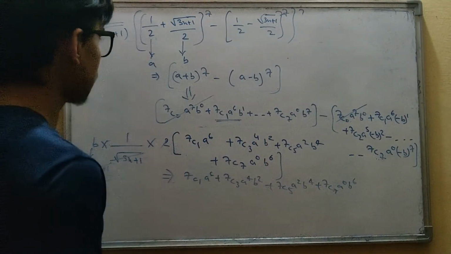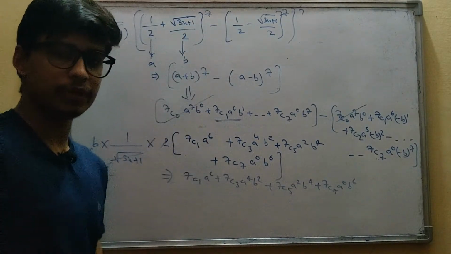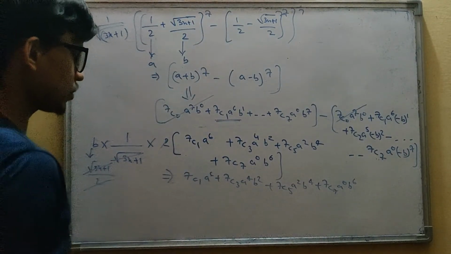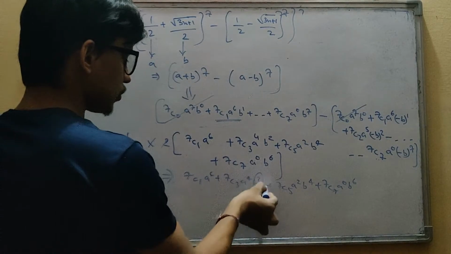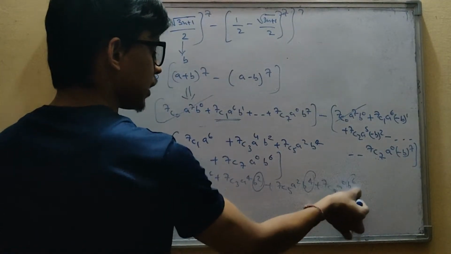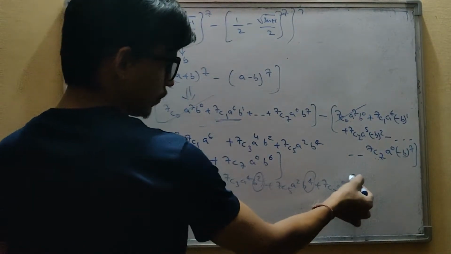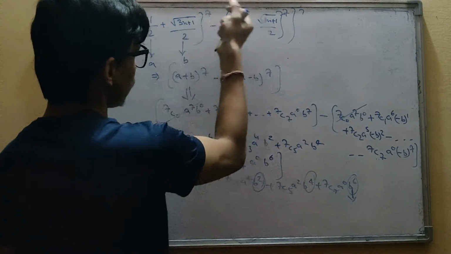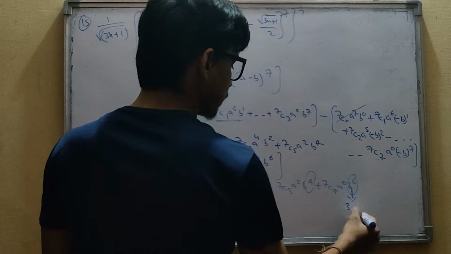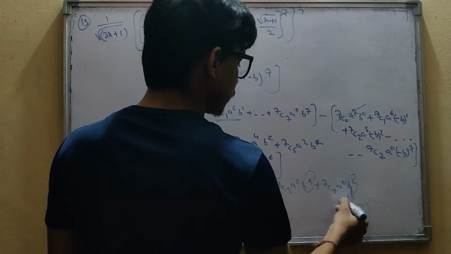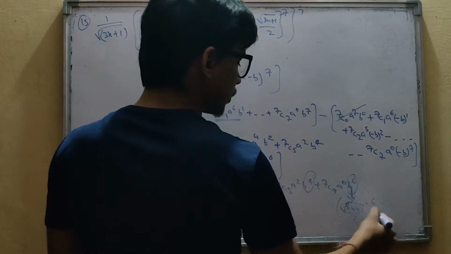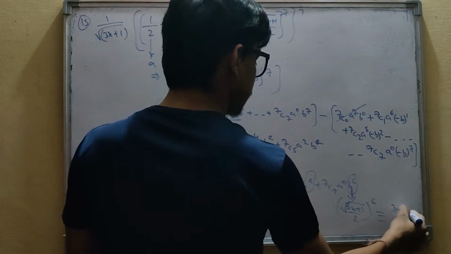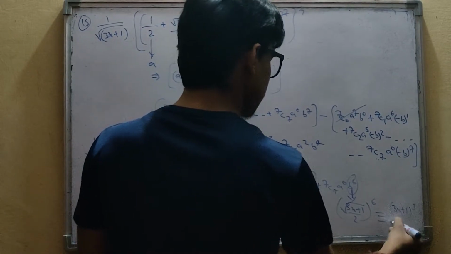So overall, a is not going to contribute to the degree because it is a constant, so only b will contribute, right? Now the maximum power is going to be for b to the power 6. This will give us this to the power 6, so I am going to get root 3x plus 1 upon 2 to the power 6, which is equivalent to 3x plus 1 whole cube divided by 2.